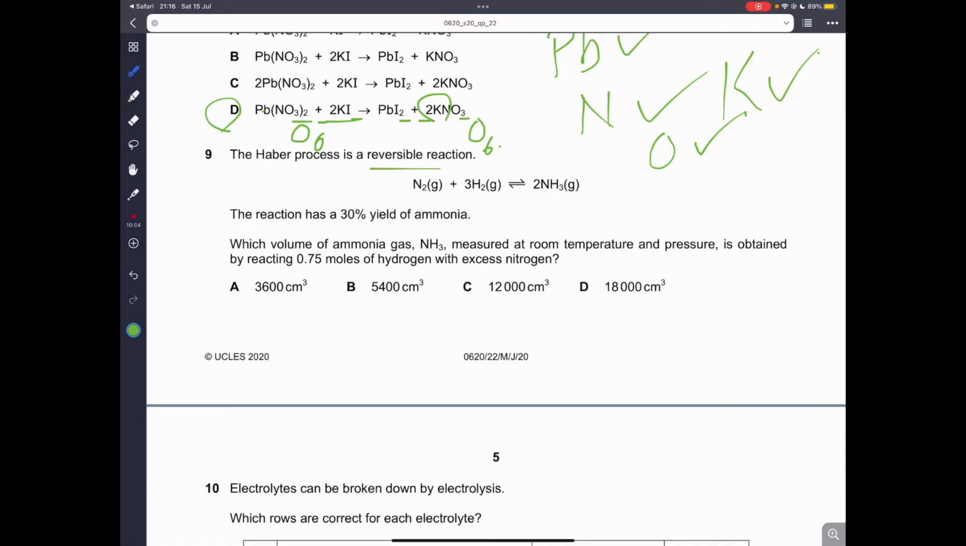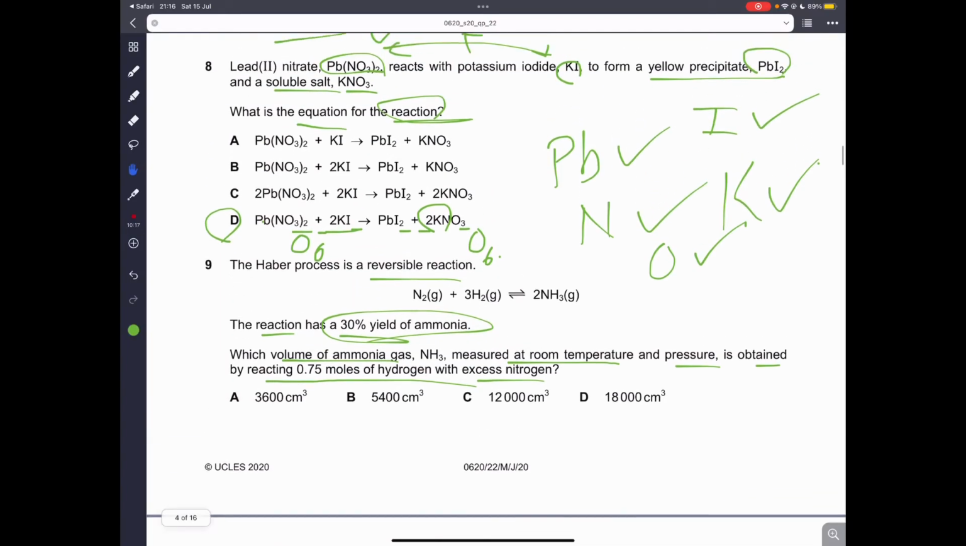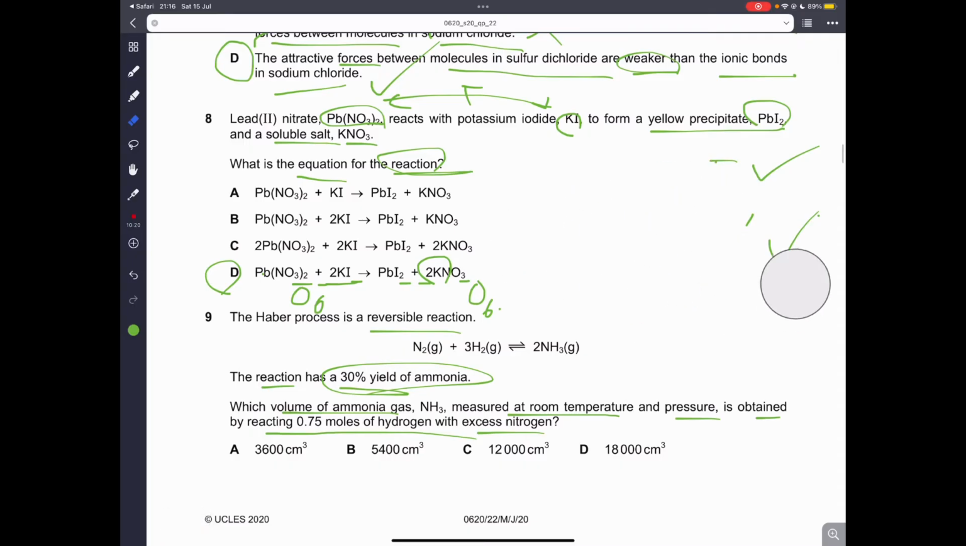Question 9. The Haber process is a reversible reaction. The reaction has a 30% yield of ammonia. Which volume of ammonia gas measured at room temperature and pressure is obtained by reacting 0.7 moles of hydrogen with excess nitrogen? So we can see that there is excess nitrogen here. So we have to actually use the hydrogen number of moles to compare to the ammonia, because hydrogen is the limiting reactant.